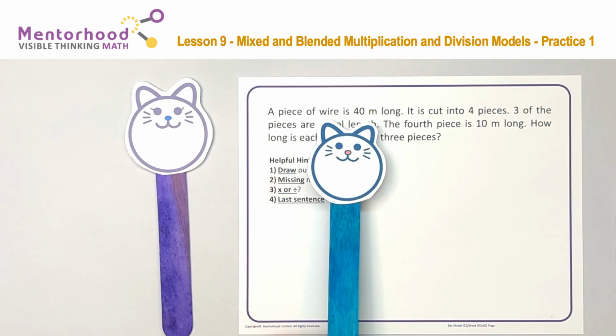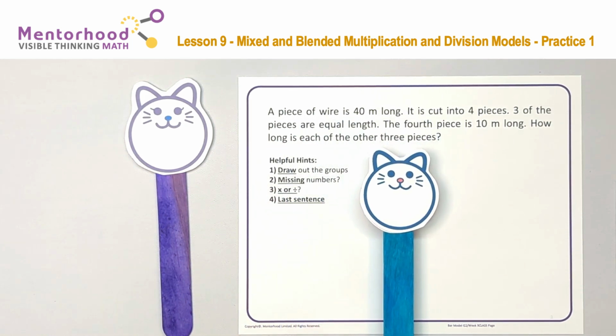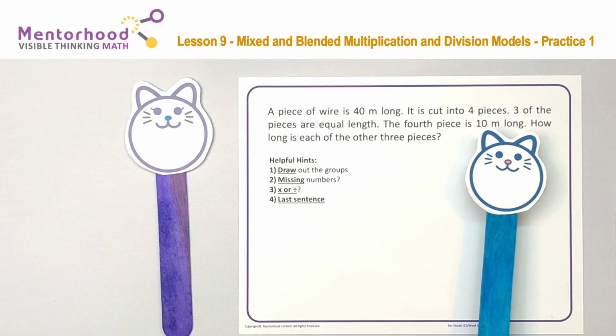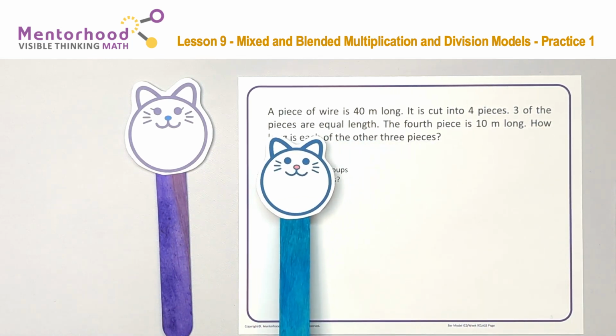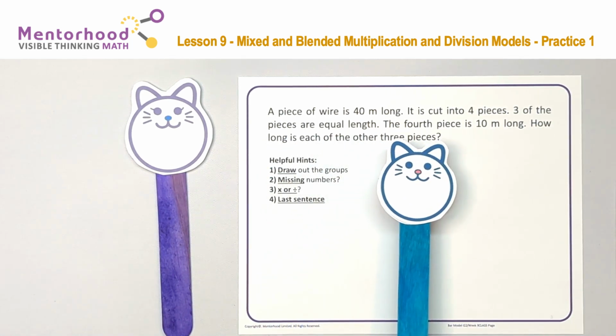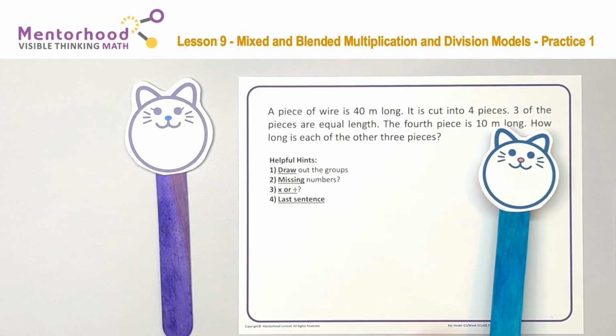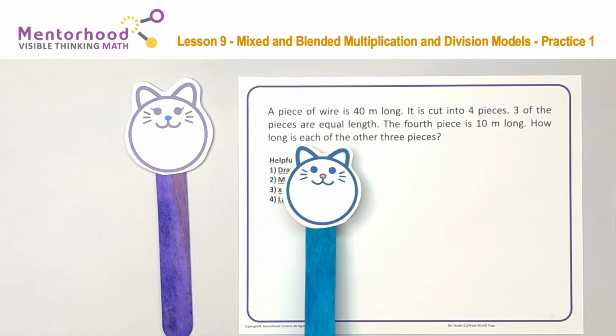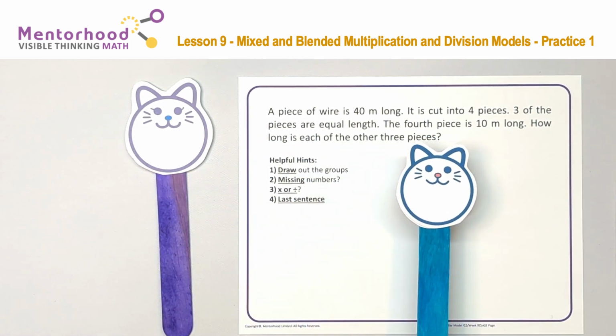A piece of wire is 40 meters long. It is cut into 4 pieces. 3 of the pieces are equal length. The 4th piece is 10 meters long. How long is each of the other 3 pieces?